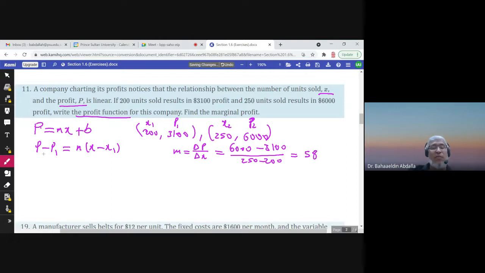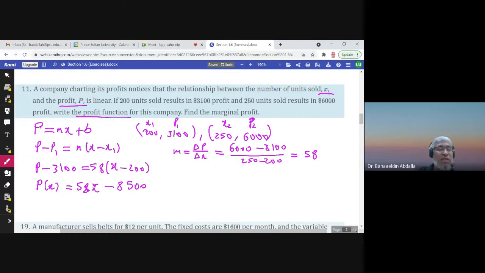So we have P minus P1, which is 3,100, equals the slope, which is 58, times X minus X1, which is 200. And we can write this equation and solve it for P to find the profit function. So I will have 58X, and minus 58 times negative 200, and I will add 3,100 from the other side. So I will get negative 8,500. So this is the profit function in this case.